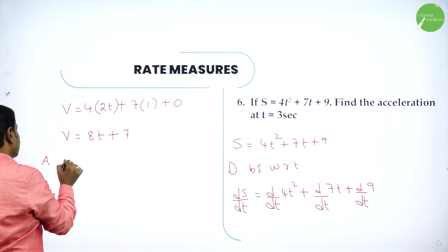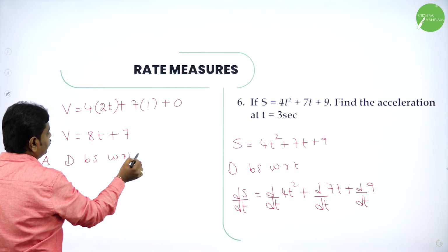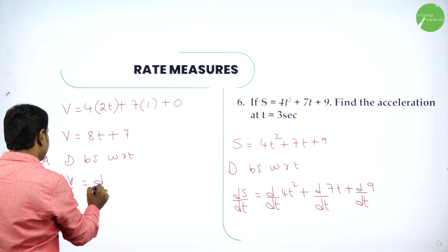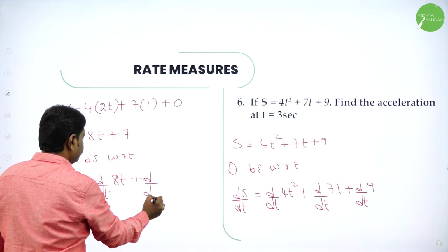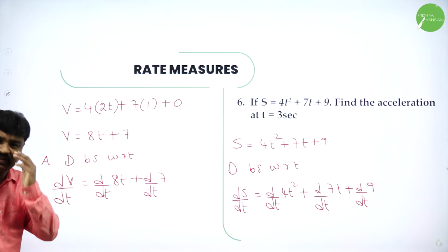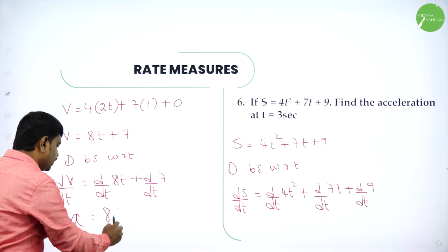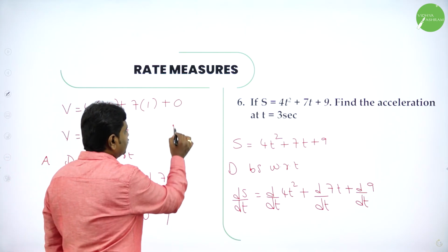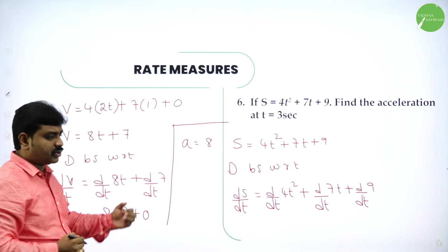Again differentiate both sides with respect to t, meaning the rate of change of velocity. LHS becomes d by dt of v. RHS becomes d by dt of 8t plus d by dt of 7. The rate of change of velocity is acceleration. 8 is constant, take it out. d by dt of t is 1, plus the derivative of 7 is 0. So now you got acceleration. What is a? 8 into 1 is 8, plus 0 is 8.